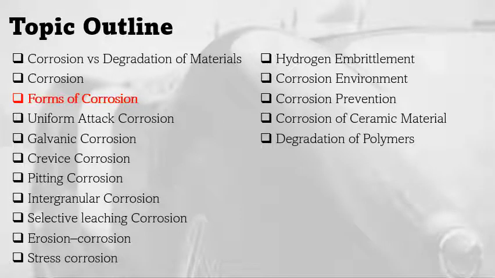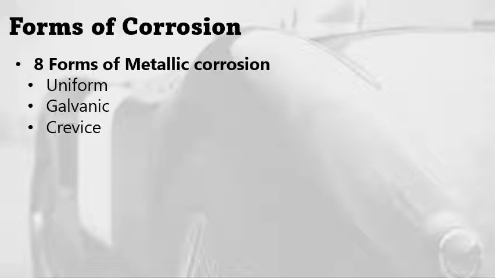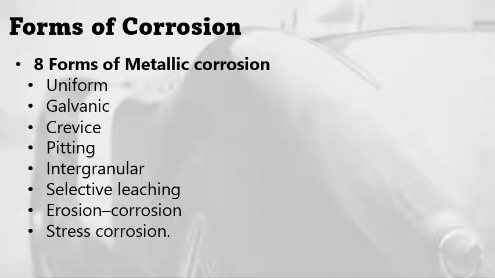Now that we understand what corrosion is and how big a concern it is, let's try to understand the different forms of corrosion. It is convenient to classify corrosion according to the manner in which it is manifest. There are 8 forms of metallic corrosion, namely uniform attack corrosion, galvanic corrosion, crevice corrosion, pitting corrosion, intergranular corrosion, selective leaching corrosion, erosion corrosion, and stress corrosion.